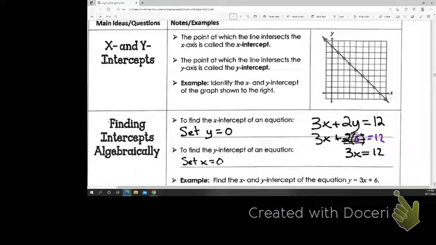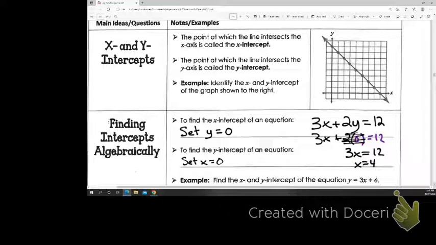So when in standard form, when I let the y be 0, the whole equation just becomes 3x equals 12. I can divide, and x is 4. So I know that there would be a dot on my graph on the x-axis at 4.